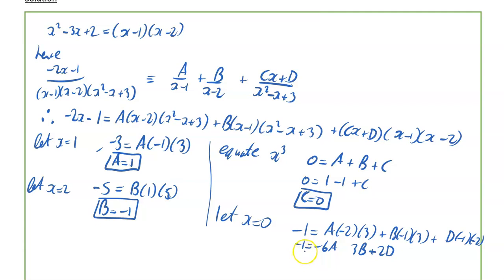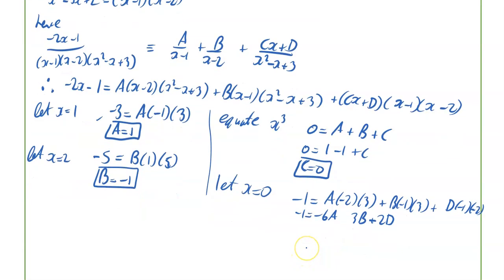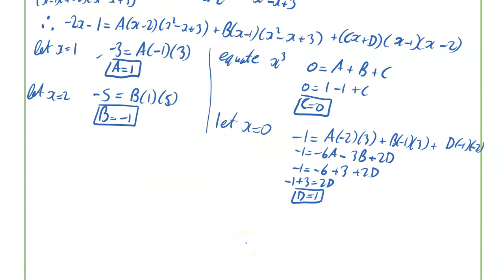And again, we know what your values of a and b are, so that's going to be minus 1 is equal to minus 6 plus 3 plus 2d. So minus 1 plus 3 is equal to 2d. A wee bit of working out, your d is equal to 1. Okay, so we've got our a, b, c and d.